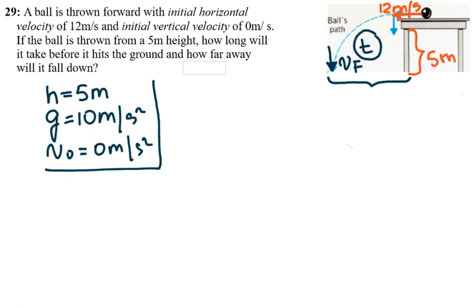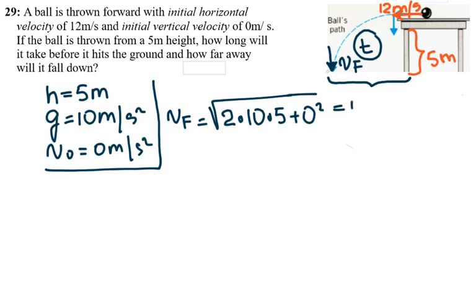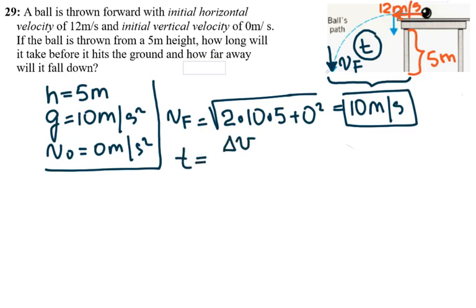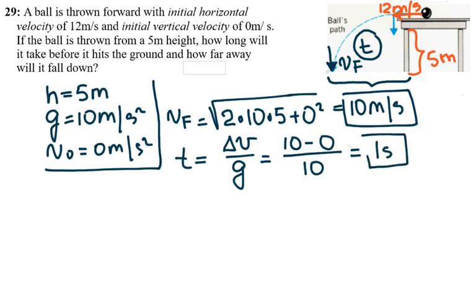So because I have the acceleration and distance combination, I can figure out this final velocity. It's the square root of 2 acceleration, distance, plus initial vertical velocity squared. So that gives me final velocity of 10 meters per second. So the time is change of the velocity over the acceleration. Final vertical velocity minus initial vertical velocity divided by the acceleration gives me 1 second. It takes 1 second for the object to hit the ground.